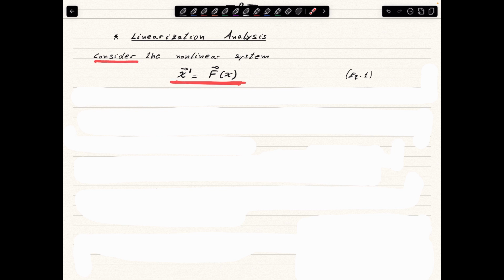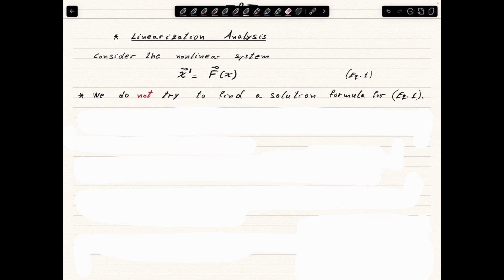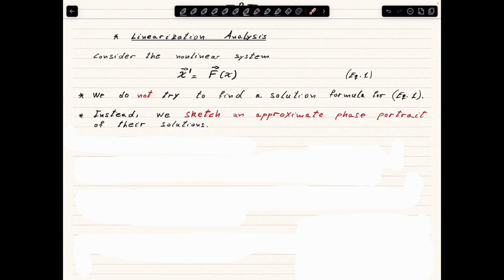So we need to start with a nonlinear system, and then we are not going to try to find solution formulas, because in general these are too complicated and we don't know how to find solution formulas for nonlinear systems. Instead, what we are going to do is sketch an approximate phase portrait of the solutions. That's all we are going to try to do. And we do it with this idea called the linearization method.